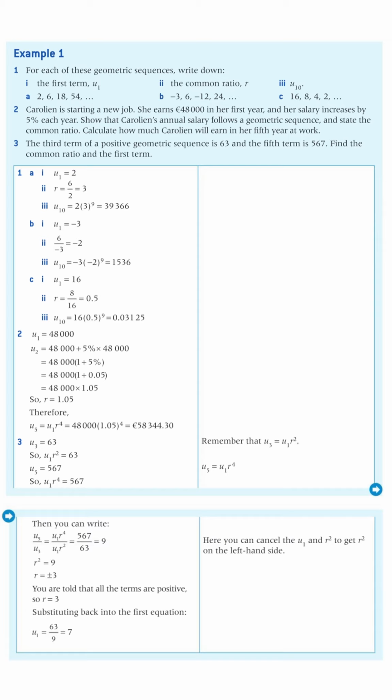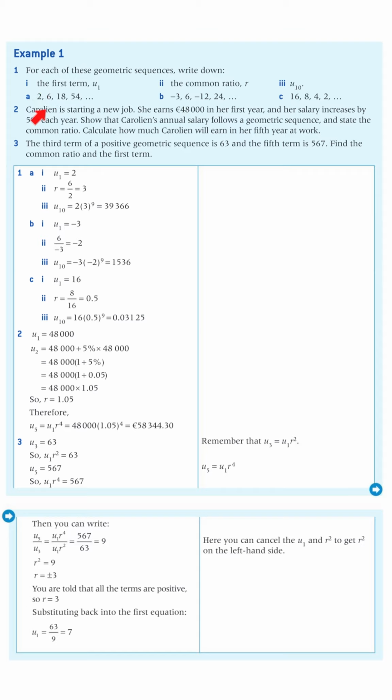Let's have a look at example 1. It's on page 464 and 465. For each of these geometric sequences, write down the first term, the common ratio, and the 10th term. Okay, so that's set A there, set B, and set C. And this is the example in the book. Let's go through it together.